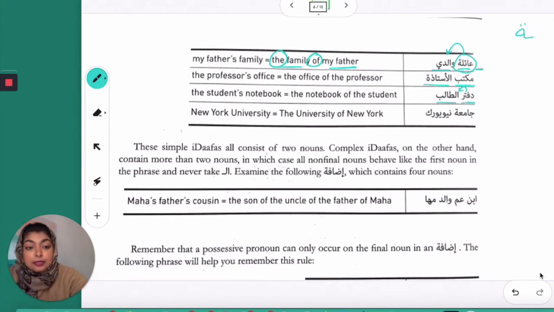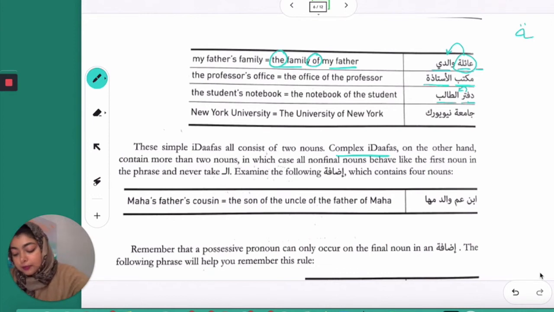Now the other thing that we want to know is that you can have what is called a complex إضافة, meaning you can have an إضافة that has multiple words. And when you do that, all of the words are going to be nakira. They're all going to be indefinite except for the very last one, which has to be ma'rifah, because the very last one is the possessor. And that possessor is definite. You're relating all of these words as this thing's or this person's.